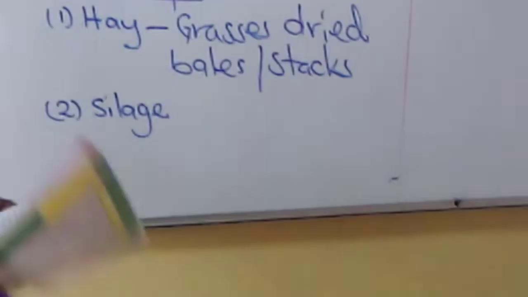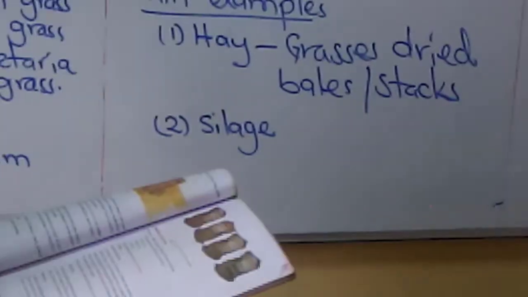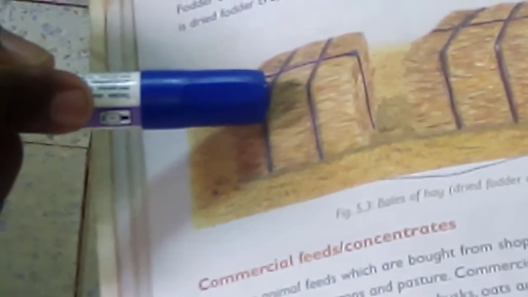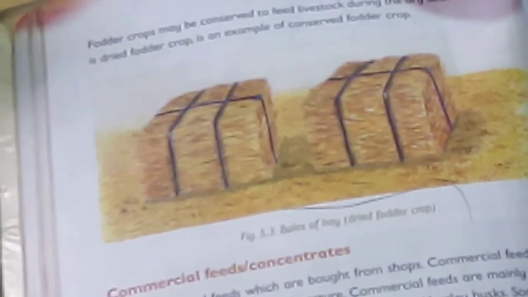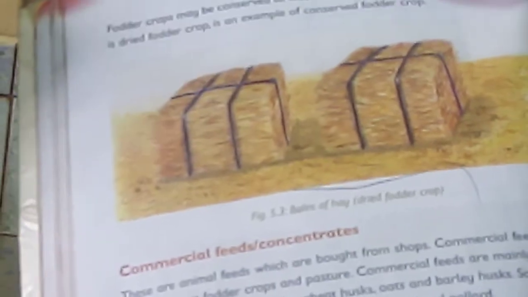I will show you an example of hay. Check on this. This is a hay stack or bale. This is a bale, and that's another bale of dry grasses that have been packed and kept for the future. An example of hay.